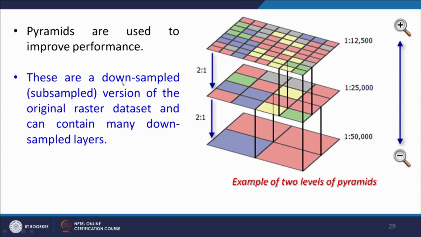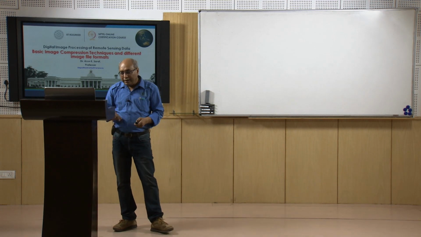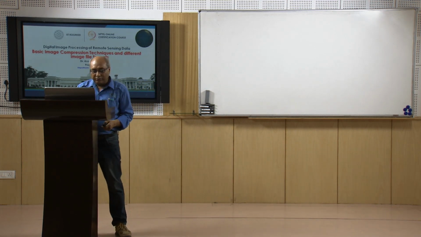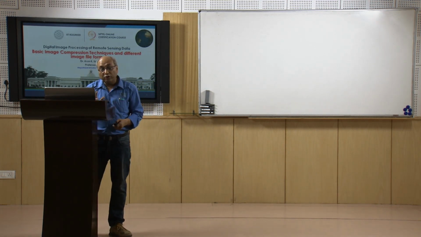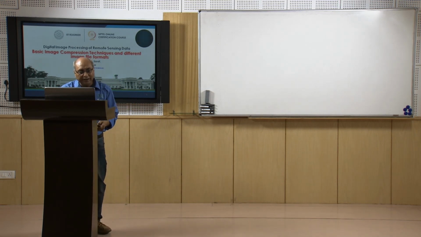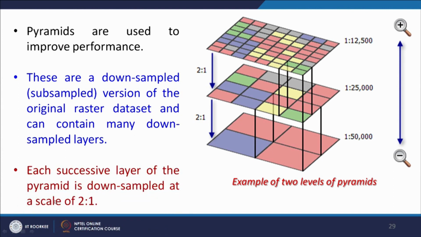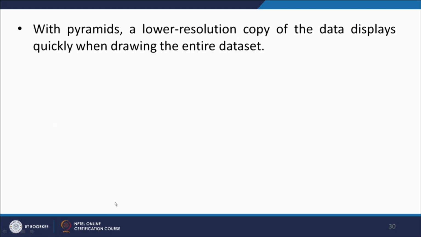These are downsampled versions of the original raster data set. So at this scale you have downsampled, that means subsampled data. So only the coarse resolution image will first appear when you are looking at a large area. The original raster data set can contain many downsampled layers, and each successive layer of the pyramid is downsampled at a scale of 2:1.